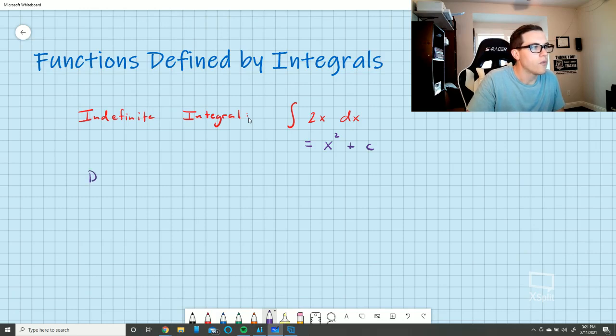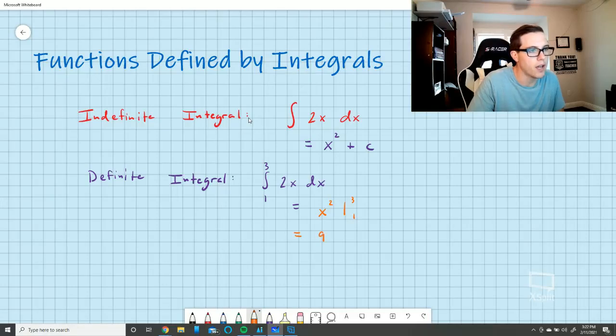Then we talked about definite integrals, where I threw bounds on our little symbol for integral, from 1 to 3. And this said, okay, do the same thing. Find the antiderivative of 2x, which is x squared, but evaluate it from 3 to 1. And I just told you to plug in top bound minus bottom bound. So 9 minus 1 is 8.